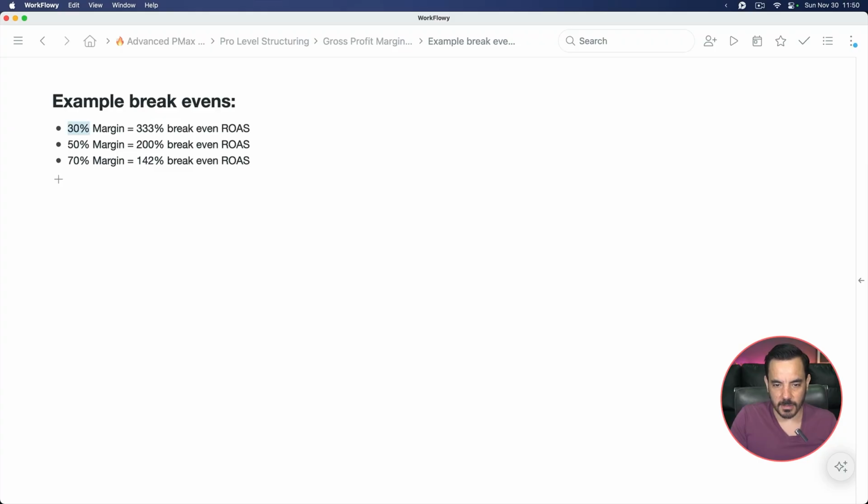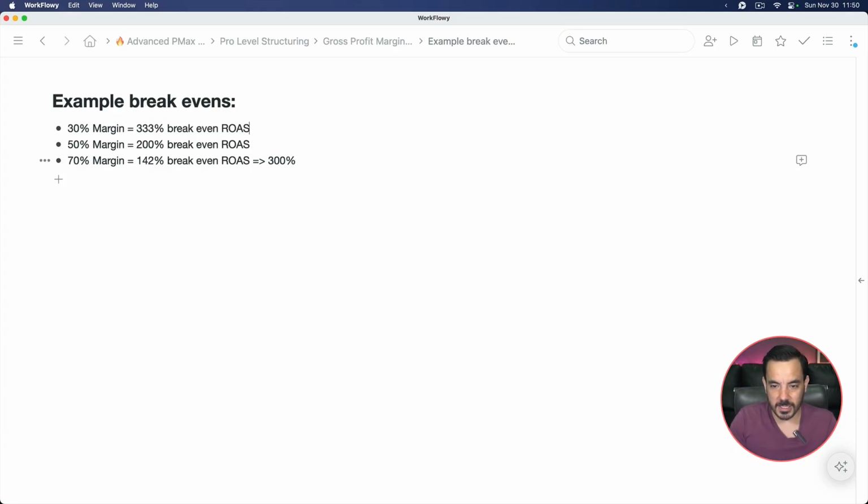Like your 30% margin products, they are going to break even at 333% ROAS. 50% margin products are going to break even at 200% ROAS. And then 70% margin products, they would break even at 142%. And this is why gross profit margin tiered structures can work really well if you're in this situation, because your high margin products, they might profit maximize at say a ROAS of 300%, right? Like maybe these guys, you want to give them a target ROAS of 300%, and maybe that's the sweet spot for them. Maybe that's where they maximize.